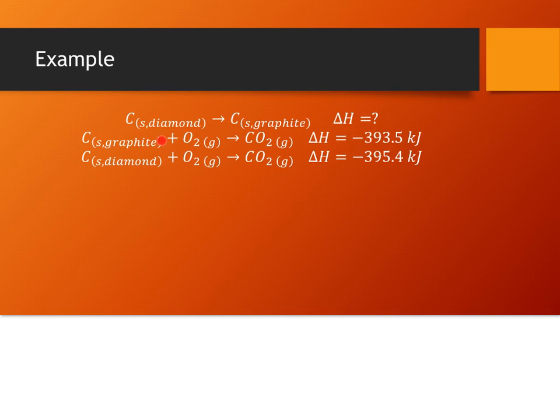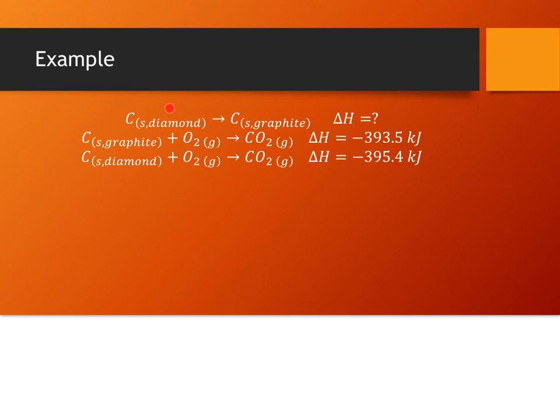Graphite's not a product here. And also, what the heck is this O2 and CO2 doing? So the biggest thing you do in Hess's law is, let me try and figure out how to word this. You go chemical by chemical in the reaction you're trying to solve for.